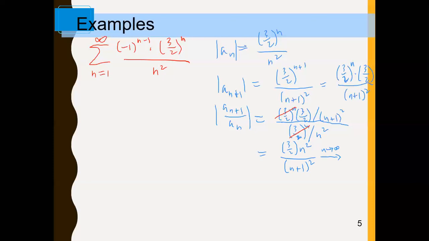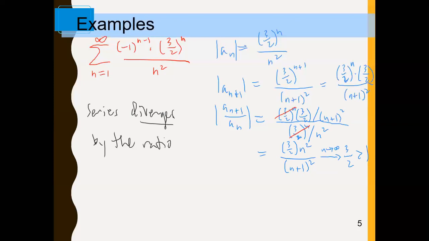So the 3/2 stays where it is. So in the end, you get 3/2, which is greater than 1. So what's the conclusion? So the series does what? Diverges by the ratio test.